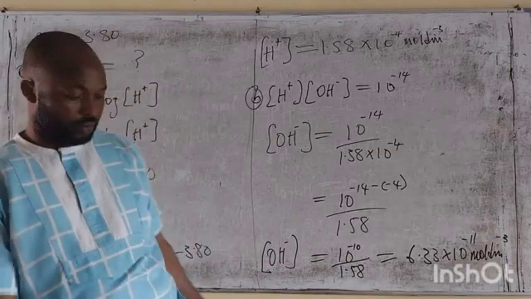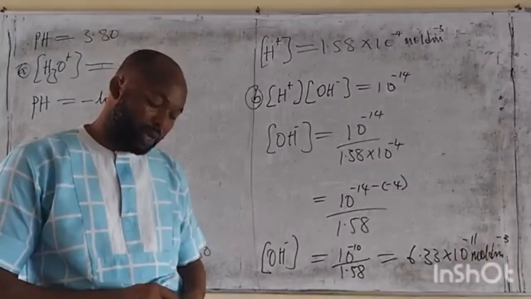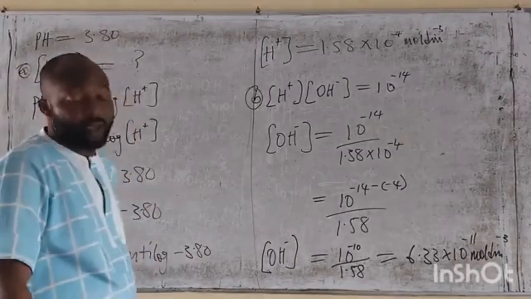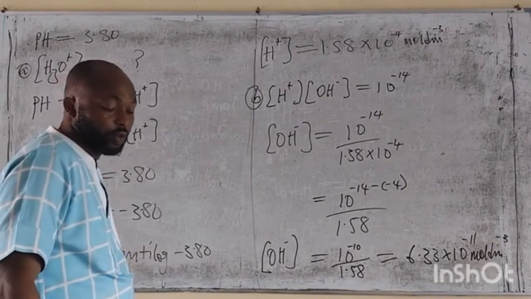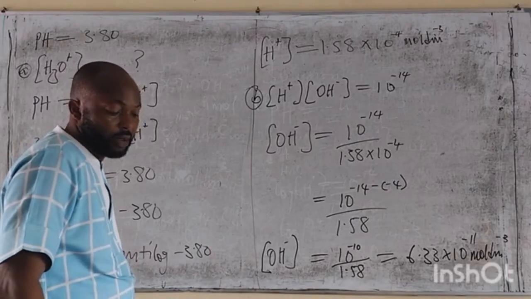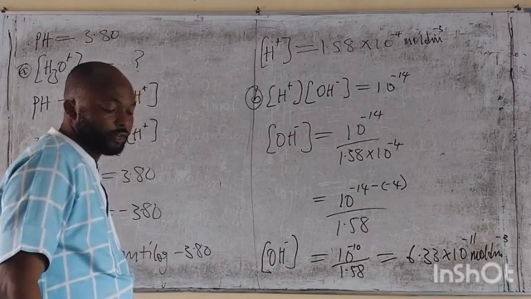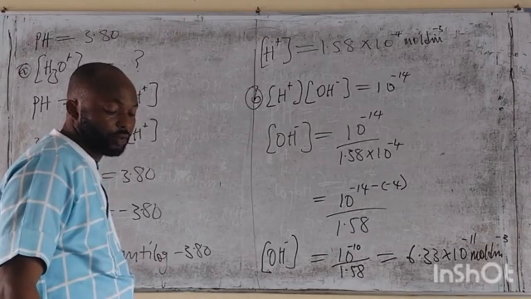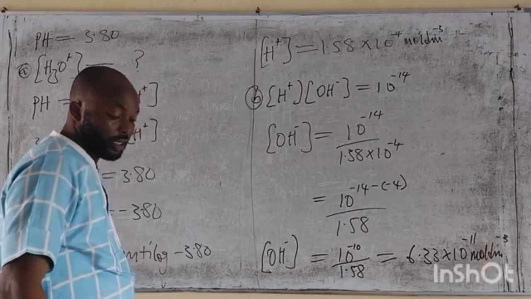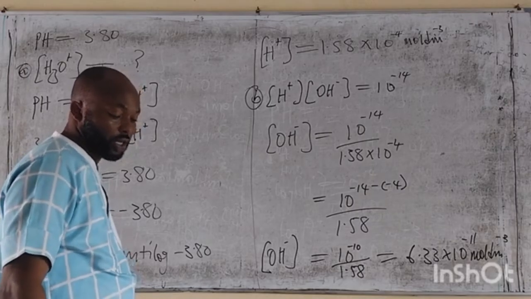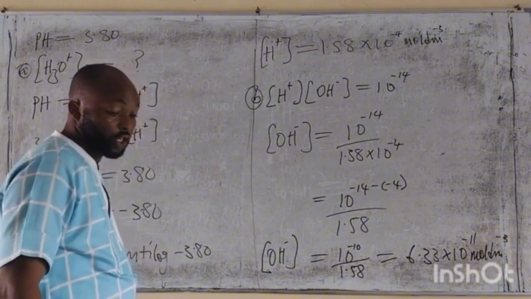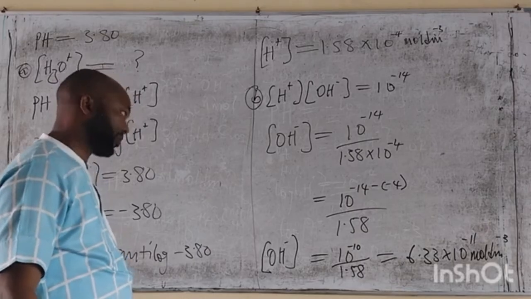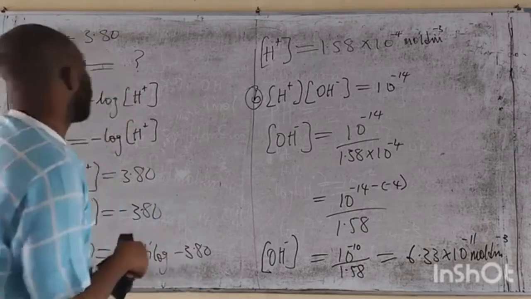Alright, let's move on. Question number 7 says we should calculate: A, the pH of 0.01 mole per dm cube HNO3, nitric acid. B, pH of 0.05 mole per dm cube H2SO4. C, pH of 0.050 mole per dm cube potassium hydroxide. D, hydronium ion concentration and hydroxide ion concentration in solutions with pH of 5 and with pH of 1.55. That's a whole lot. Let's start with A.